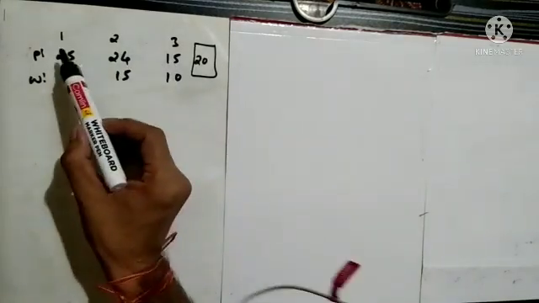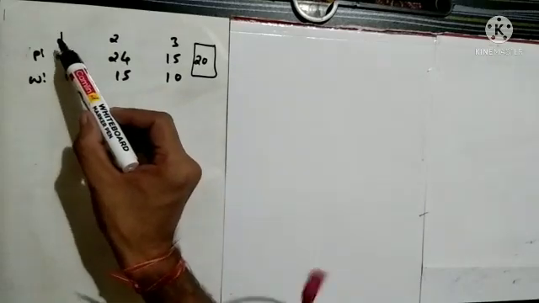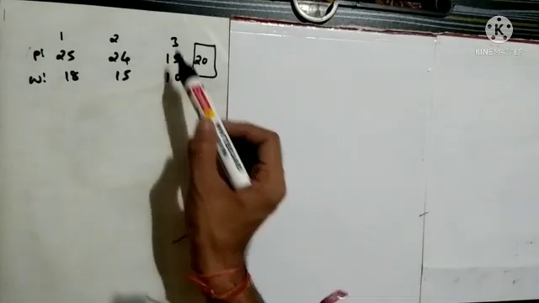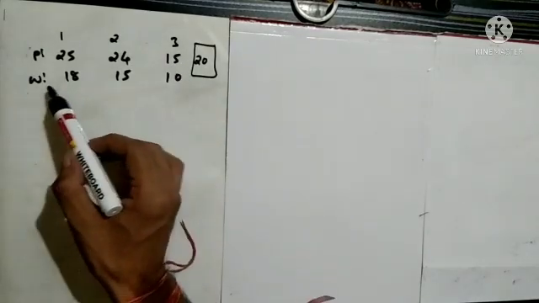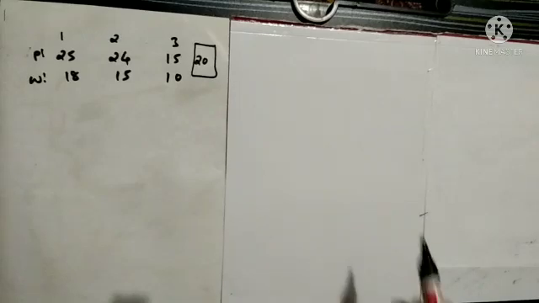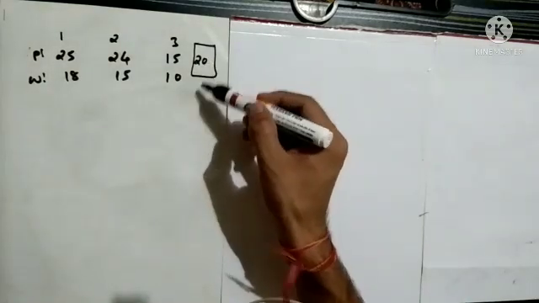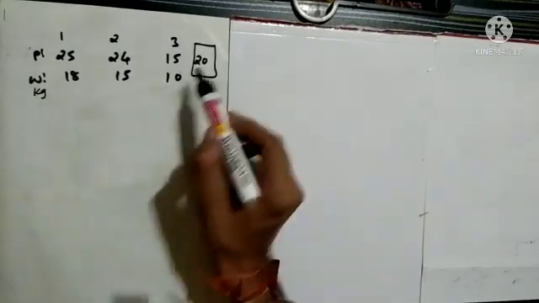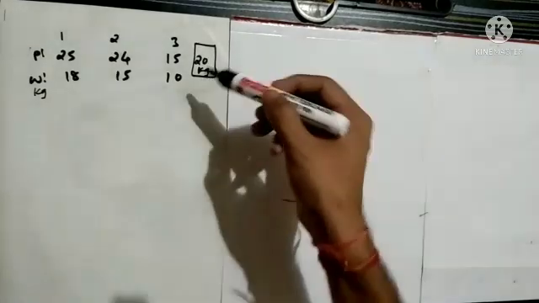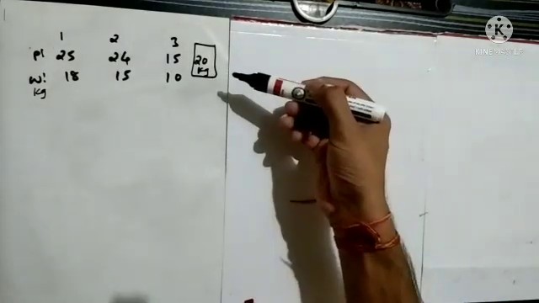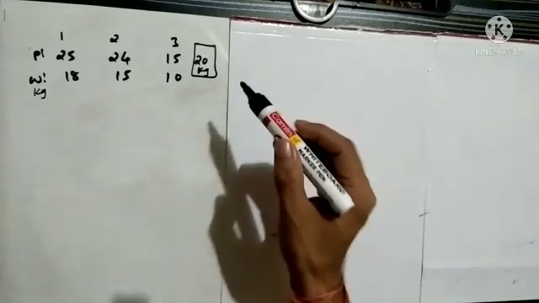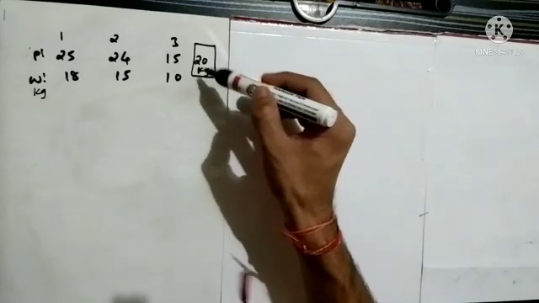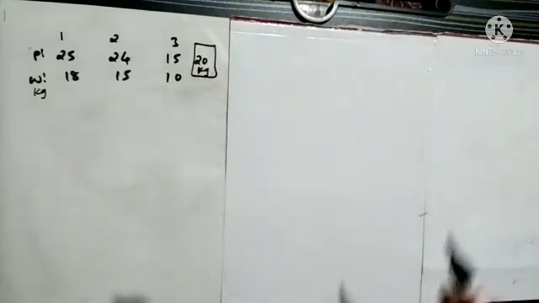The problem states that we are given three items: first item, second item, and third item. The first item has a profit of 25, the second 24, and the third item has a profit of 15 rupees, and the corresponding weights have also been given to you. We are also given a knapsack which has a capacity of 20 kg. These weights are all in kg. You have to tell me the maximum profit that can be obtained by putting the items in this knapsack of capacity 20 kg.